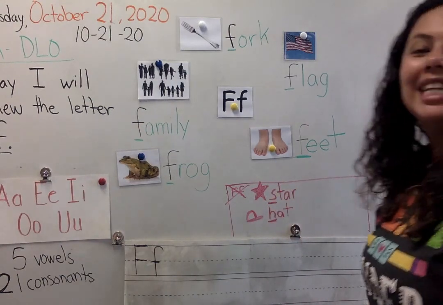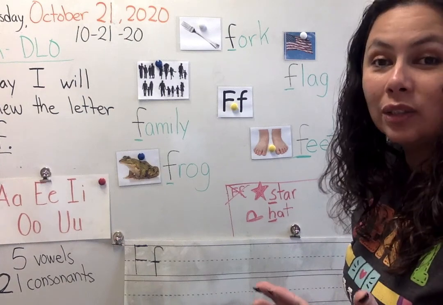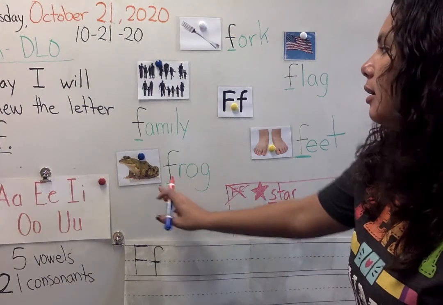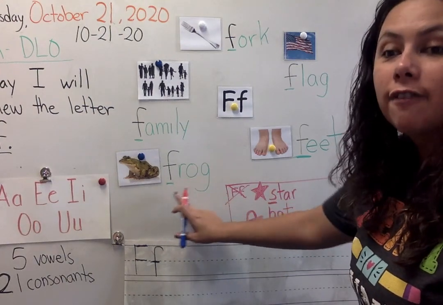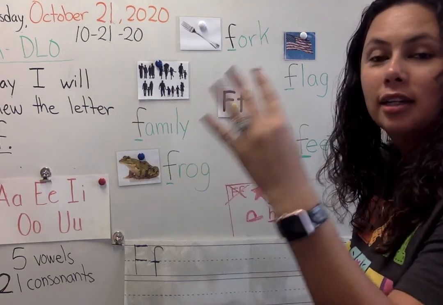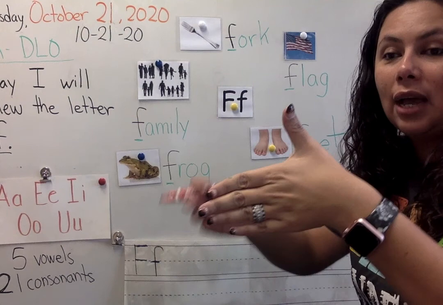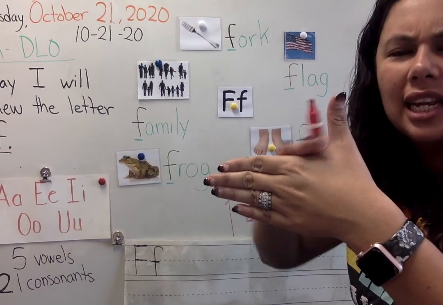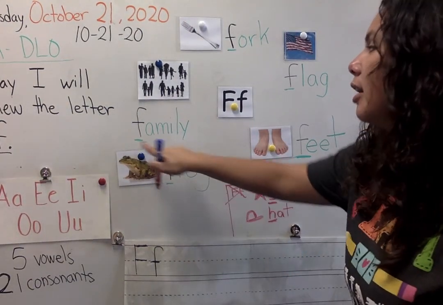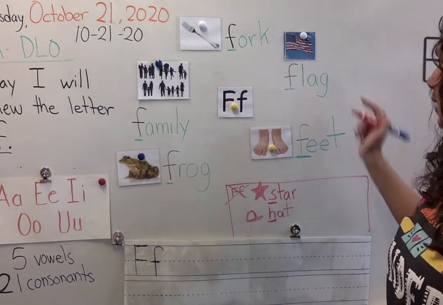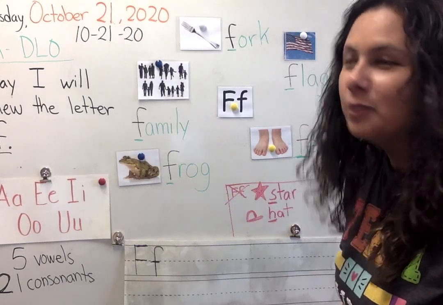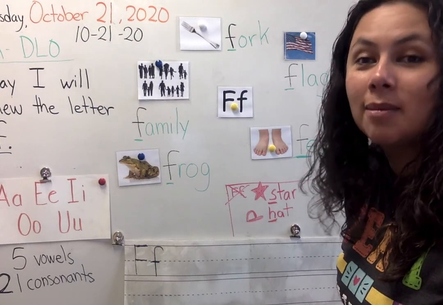So you guys really need to pay attention to those sounds that are coming out of your mouth so you can start writing words like frog. You could even finger stretch it. So I know there's going to be 4 sounds. And the first sound, if you do it by onset and rhyme, it goes frog, frog, family, fork, flag, feet. Is this the only words that start with the F? No, there is many, many more.